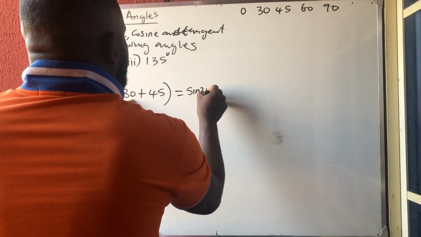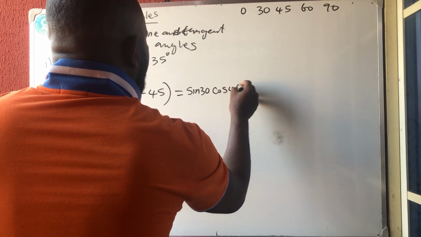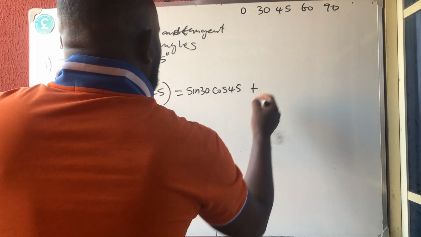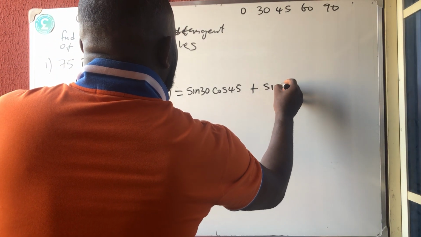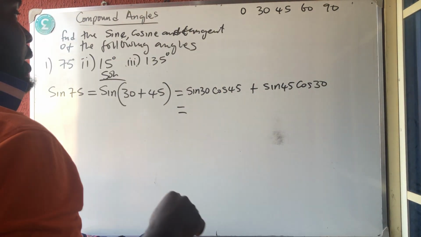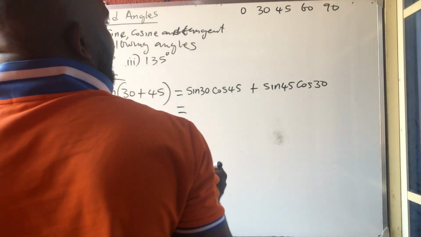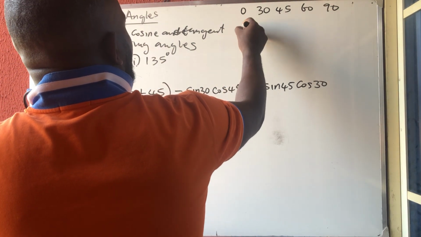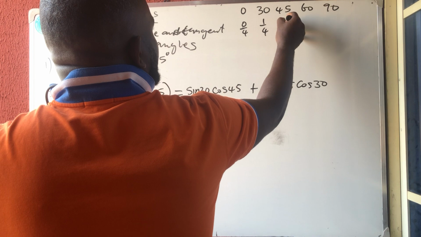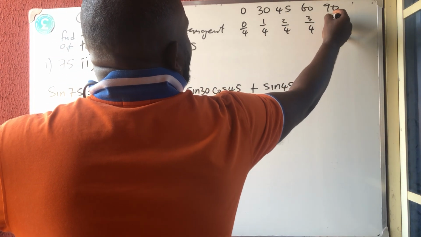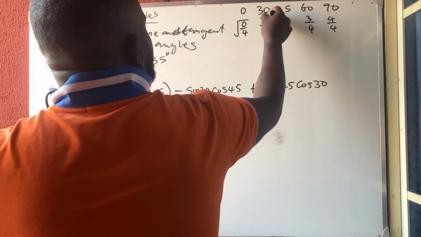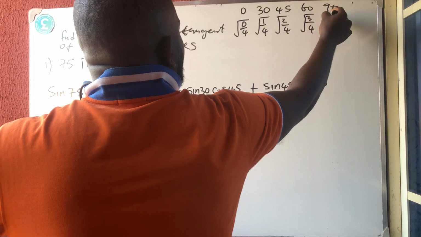It is equal to sine the first one, 30, then cos the second one, 45, plus sine. You remember the sign does not change because it is sine. So the next one will be sine 45, then cos 30. And don't forget all these special angles. How do you remember them? By saying 0 over 4, 1 over 4, 2 over 4, 3 over 4, 4 over 4, with a square root on each.